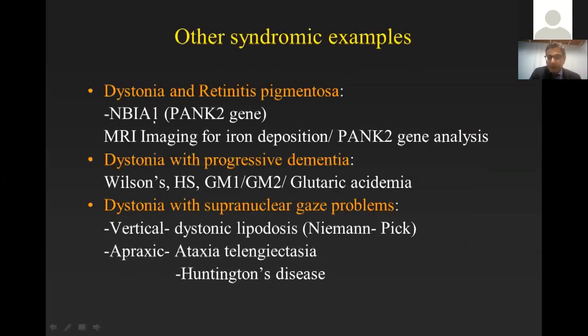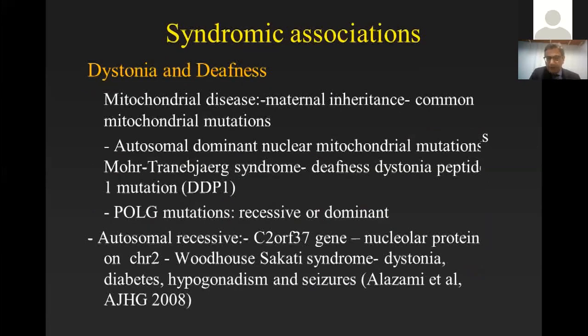Dystonia with retinitis pigmentosa, dystonia with progressive dementia, dystonia with supranuclear gaze palsy, for example vertical gaze palsy, then you may think about Niemann-Pick type C. If it is an apraxic gaze palsy, you may think about ataxia telangiectasia, other forms of ATM type of disorders, aprataxin, senataxin, etc., and very rarely Huntington's disease. So it's very important for you to make these syndromes and then think about the underlying etiology.